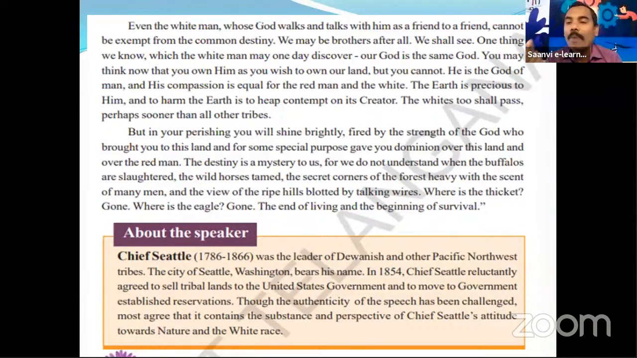He is the God of man. He is the God of everybody. And his compassion, his strong feeling is equal for the red man and the white. God's compassion, God's strong feeling towards the red man and the white man are equal.